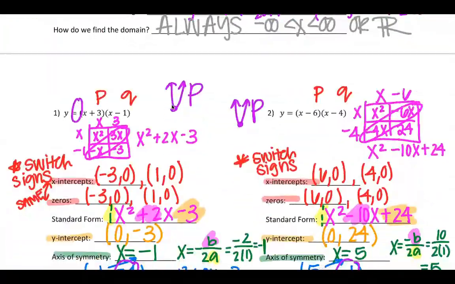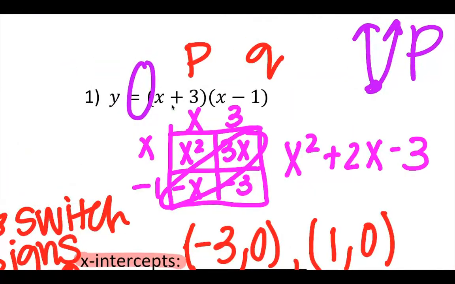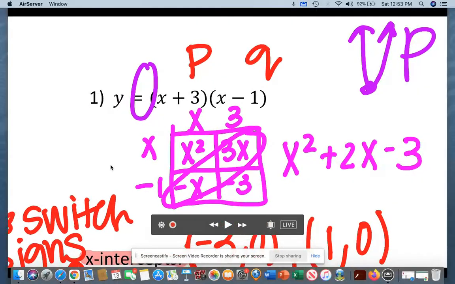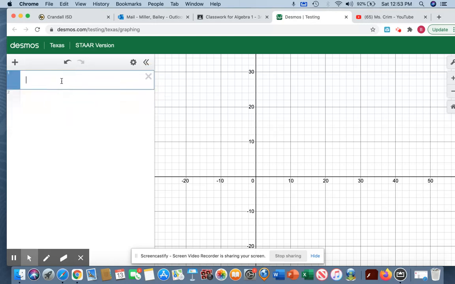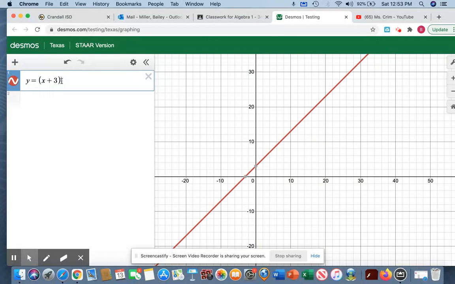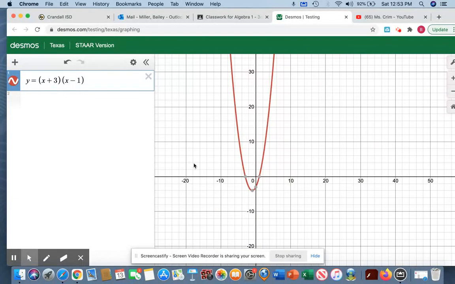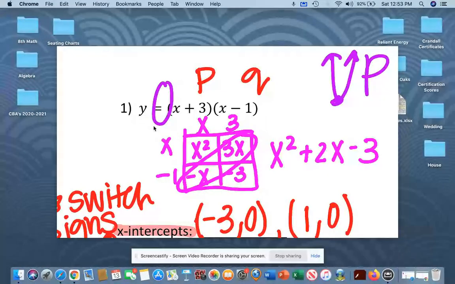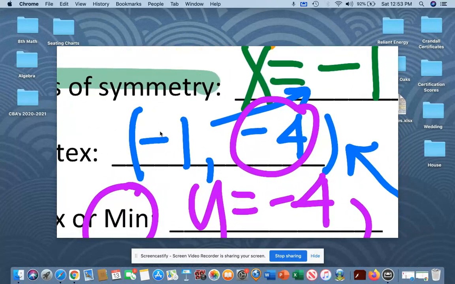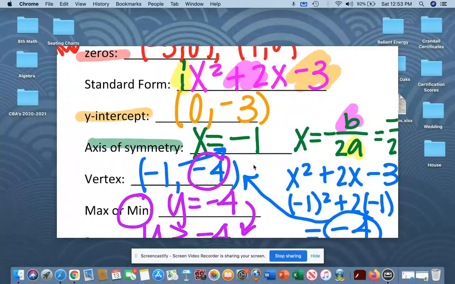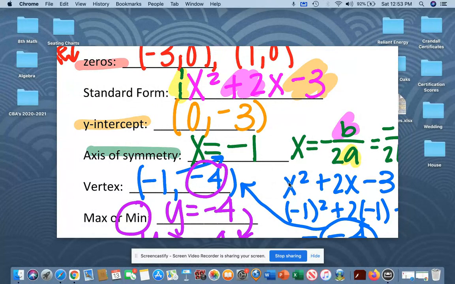Okay, again, just like the other ones, if you wanted to, you could plug this into Desmos just the way you see it. It will work. You can plug in y equals x plus 3 times x minus 1. And look, I can get the vertex, which is -1, -4. Which if we look, we said the vertex was -1, -4, right? That gives us our axis of symmetry.